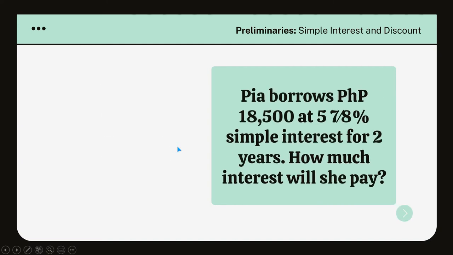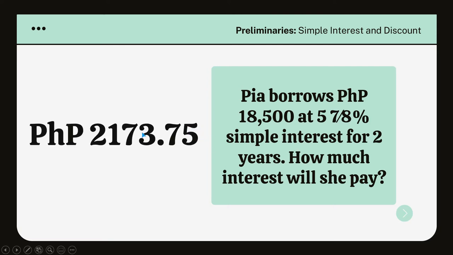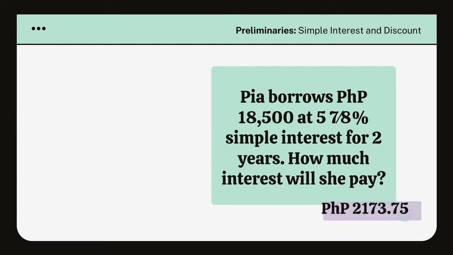So Pia borrows 18,500, okay, at the 5 and 7/8% simple interest for 2 years. So how much interest will she pay? So compared to the one before, we need to be aware of how this 2,173.75 pesos came to be. All right?